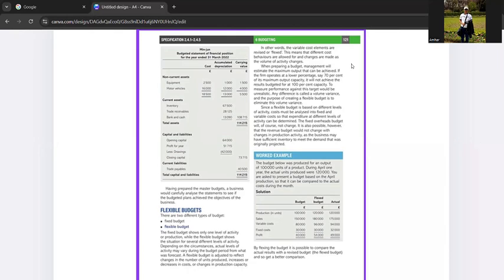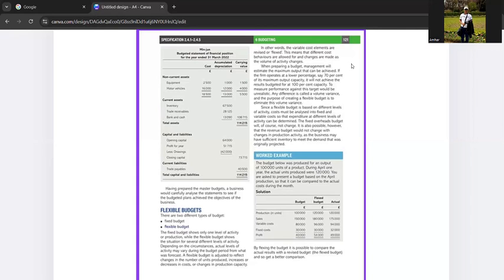Yeah, I understand that. Okay, so now when preparing a budget, management will estimate the maximum output that can be achieved. If the firm operates at a lower percentage, how will they achieve this? Then, to measure the performance against the target, they will measure the performance against the actual target, whether it's realistic or unrealistic, and any difference they will change. So that is the purpose of flexible budget.